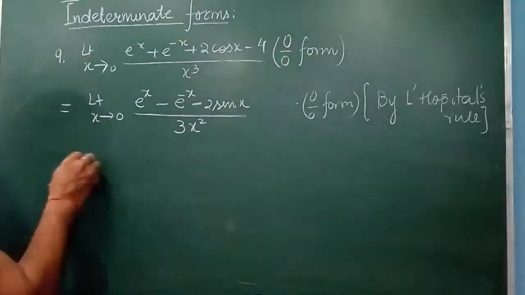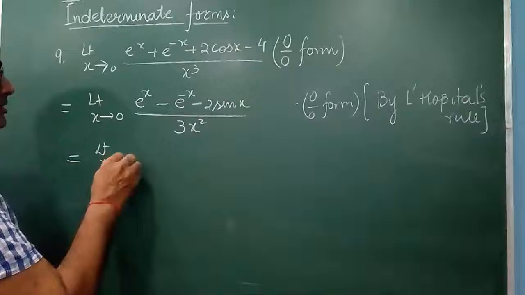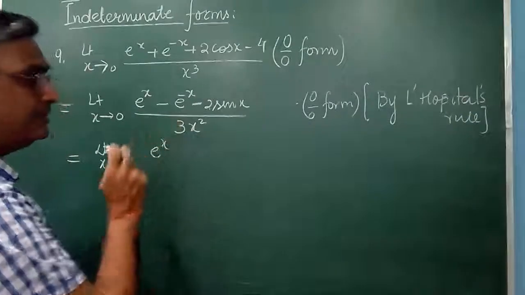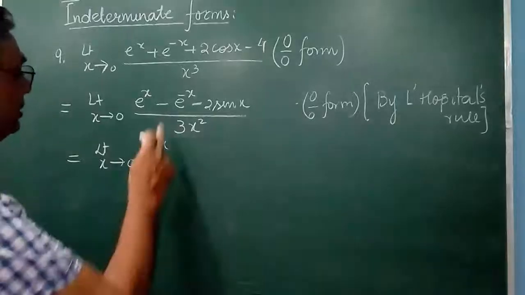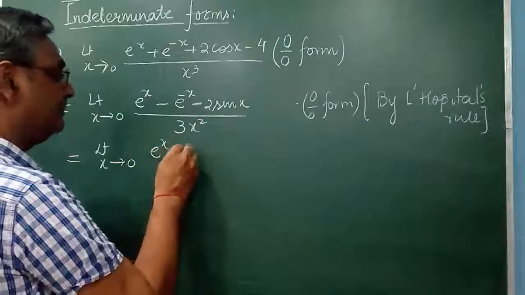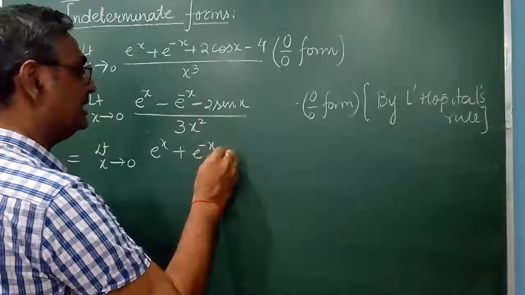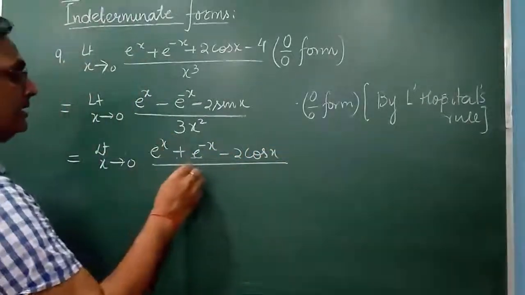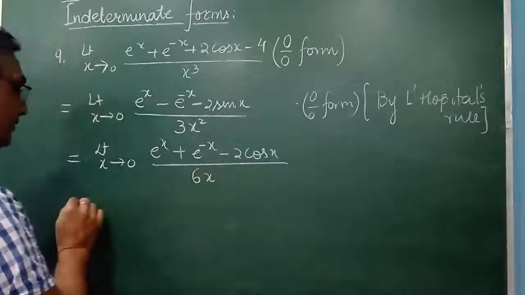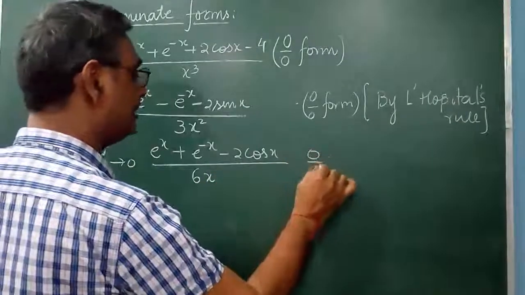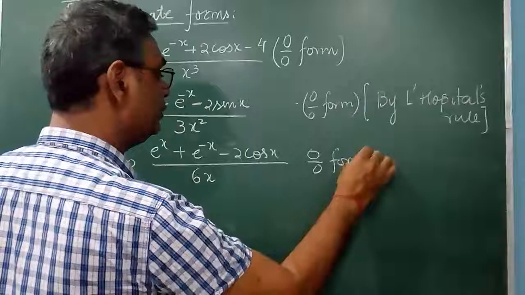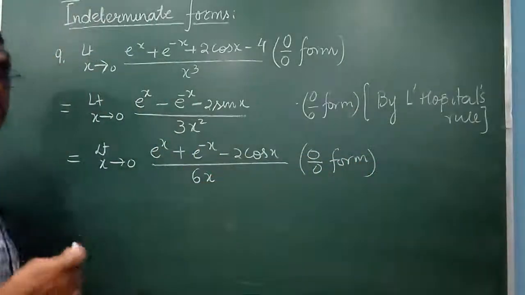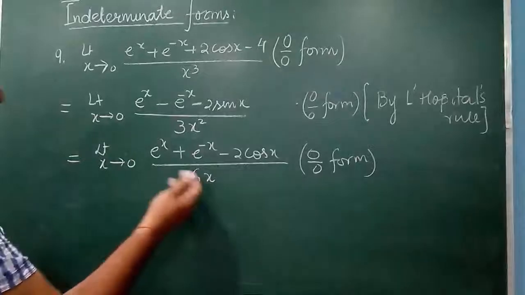So what we have to do? We have to write here limit x tending to 0 e to power x. We have to differentiate again till the time we get rid of this x here. So e to power x, again this will become plus e to power minus x minus 2 cos x upon 6x. One more time we have to do it because this is again 0 by 0 form. Why 0 by 0 form? 1 plus 1 minus 2 means 2 minus 2 is 0, and this is also 0.